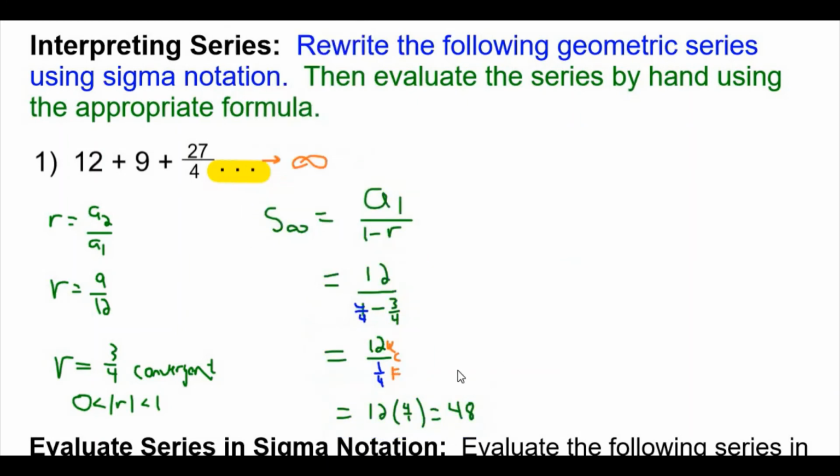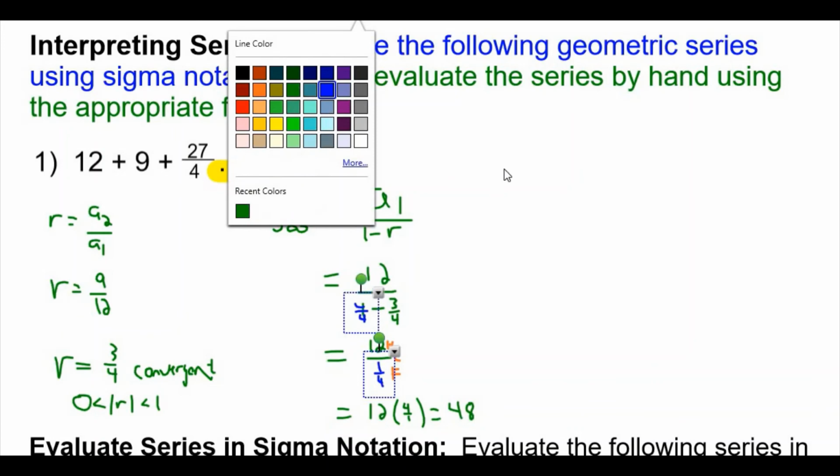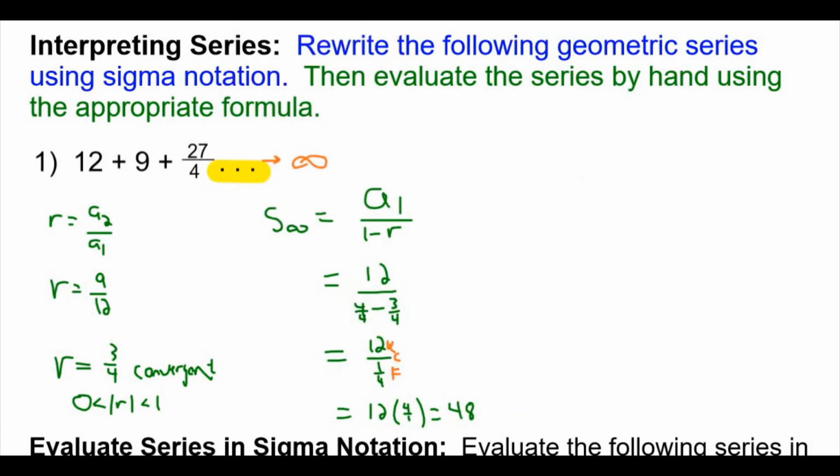That was the second part there. So what we're going to do now is we can go ahead and evaluate the sigma notation. We have everything we need on our paper. It did say rewrite the following using the series sigma notation. We have our first term, so n equals 1.